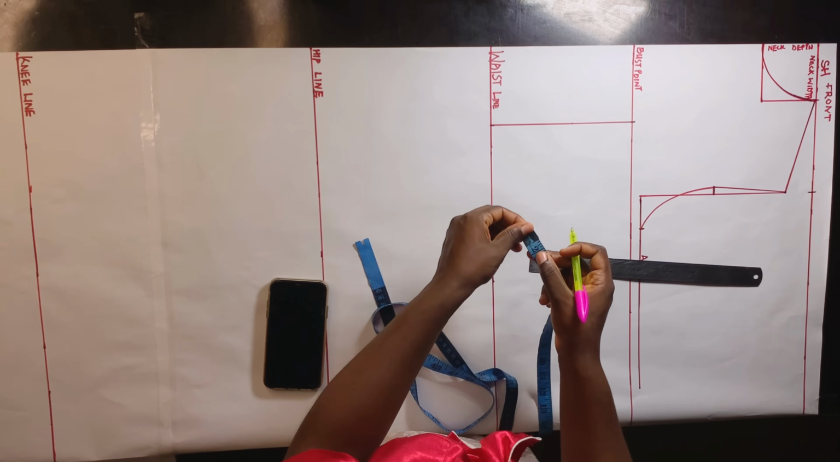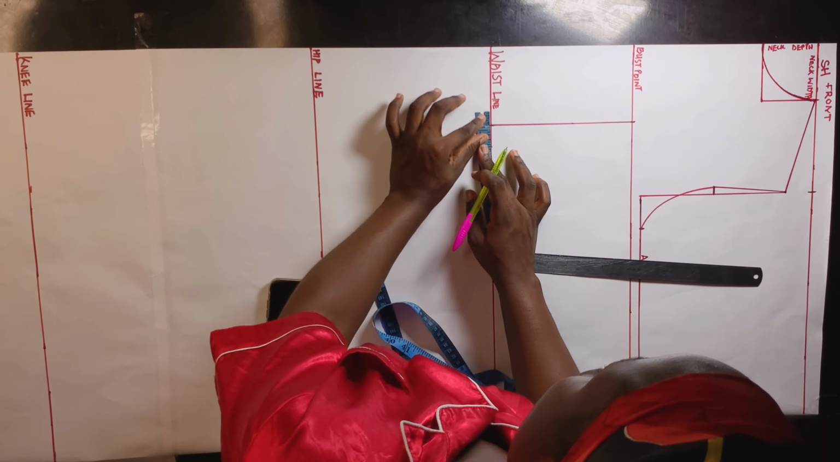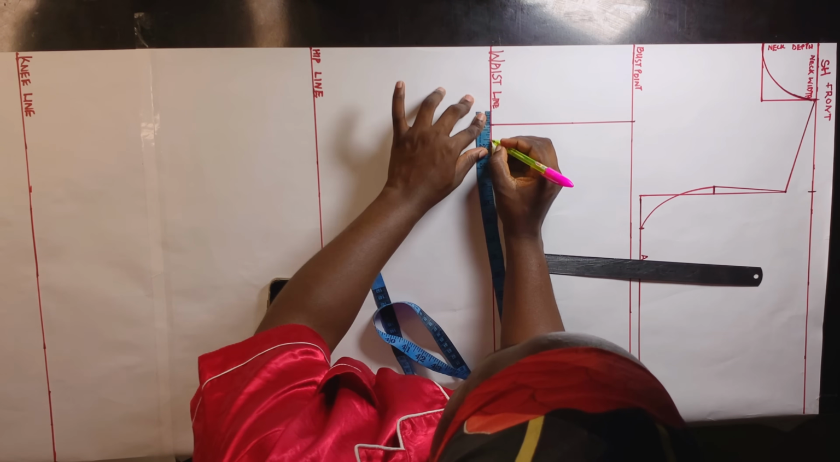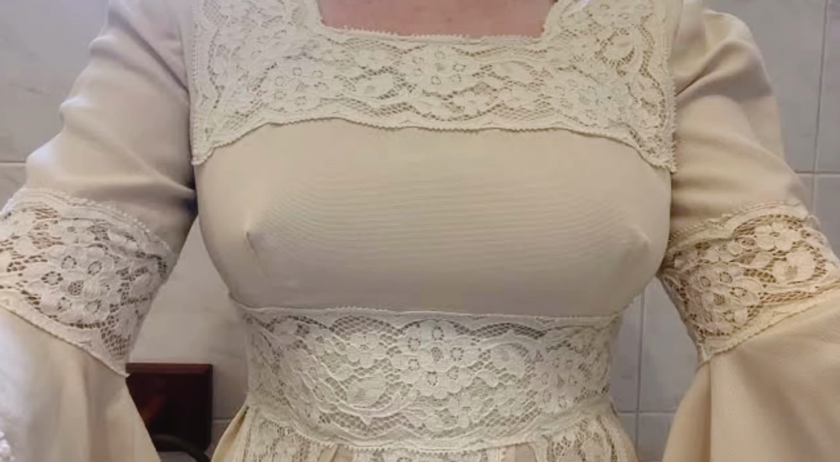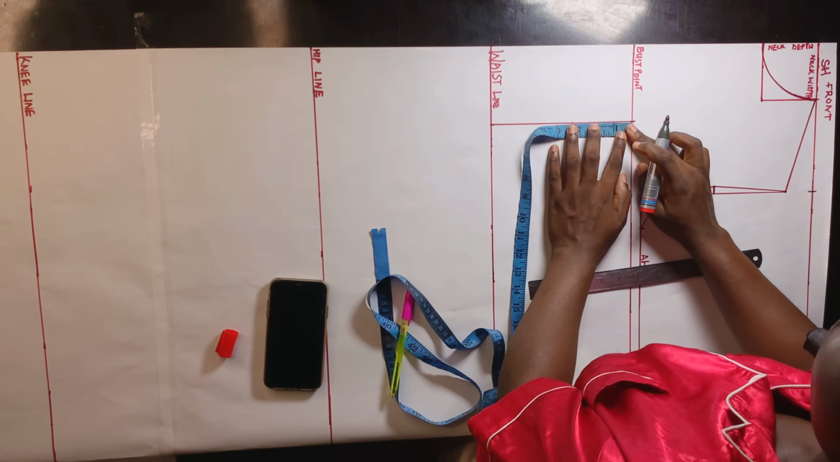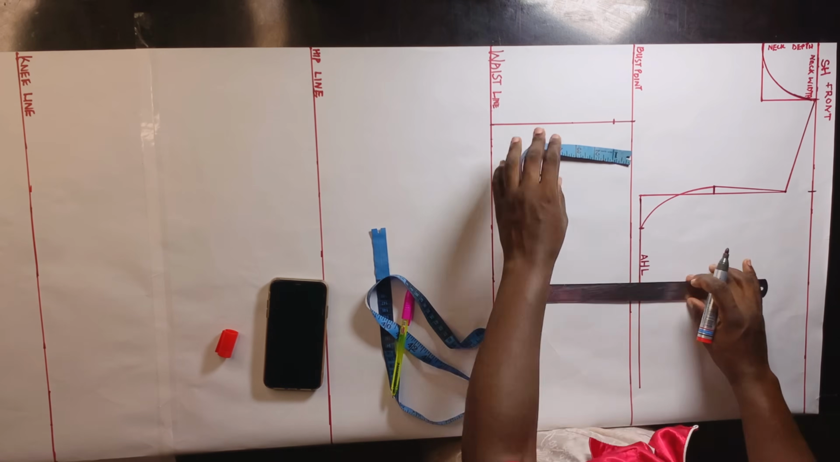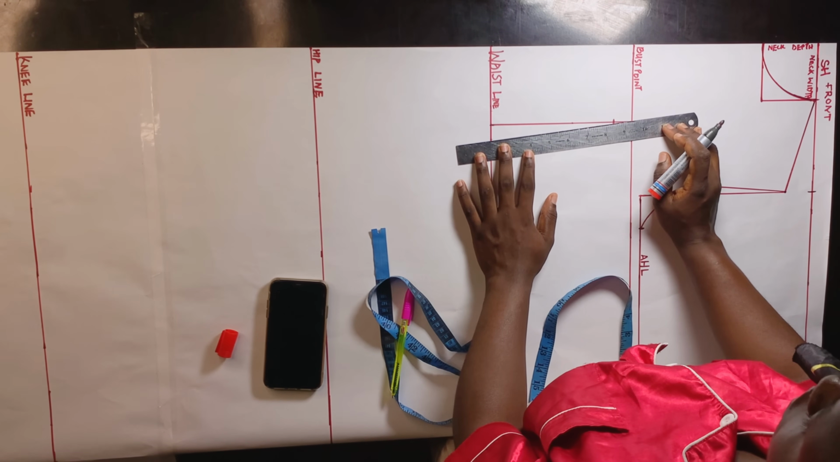1.5 inch divided by 2 is 0.75. I'm going to mark that 0.75 on both sides of the line. In order to avoid having pointed darts that look like this one, you're going to come down from the bust point by 1 inch and you're going to mark. Okay, then I'll proceed with my ruler to connect the dart legs just as shown.